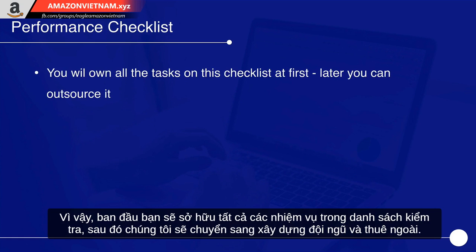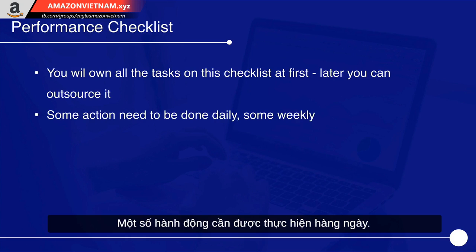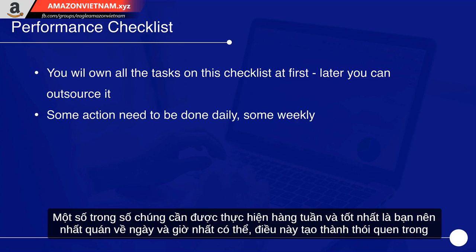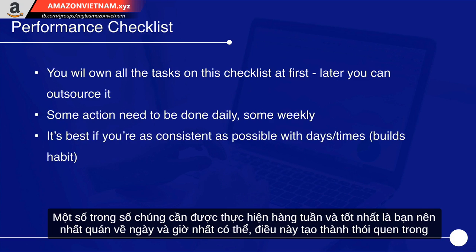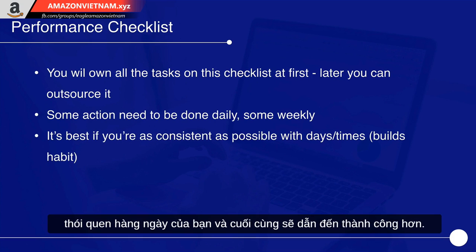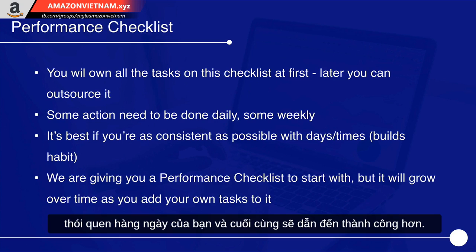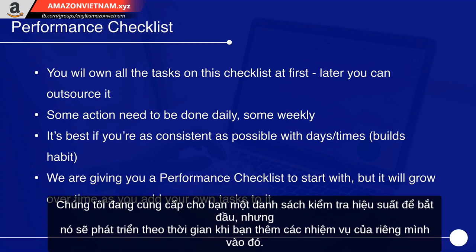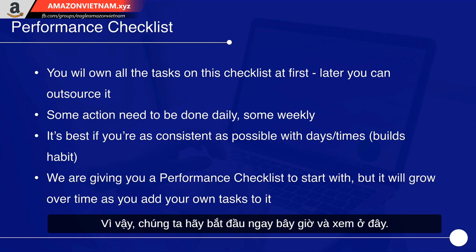So you will own all of the tasks on the checklist at first, and then later we'll move towards building a team and outsourcing it. Some of the actions need to be done daily, some of them need to be done weekly, and it's best if you're as consistent as possible with days and times, which builds habit in your daily routine and ultimately is going to lead to more success. We are giving you a performance checklist to start with, but it will grow over time as you add your own tasks to it. So let's jump in now and take a look.